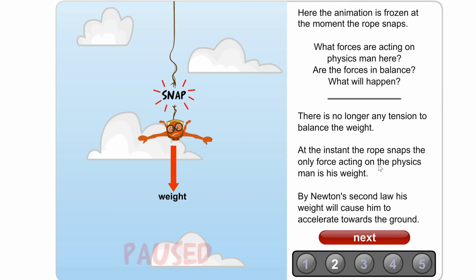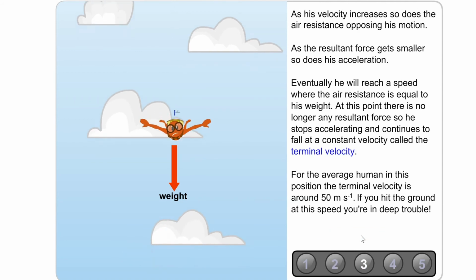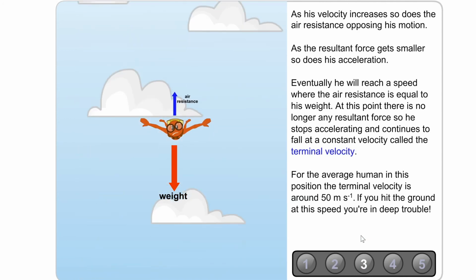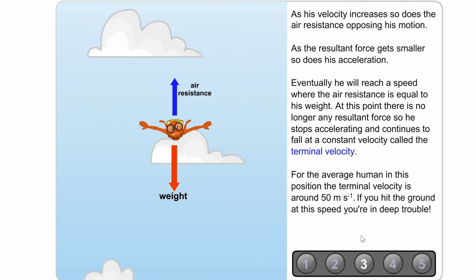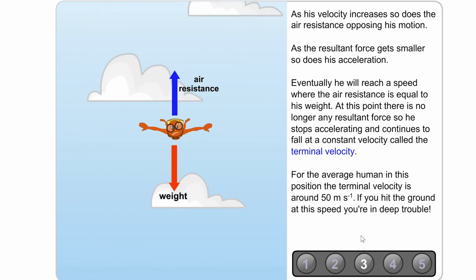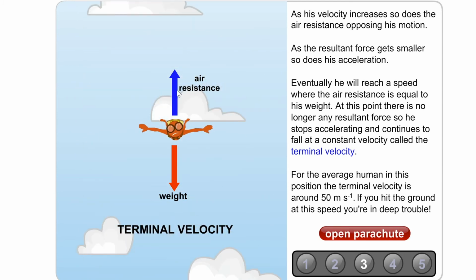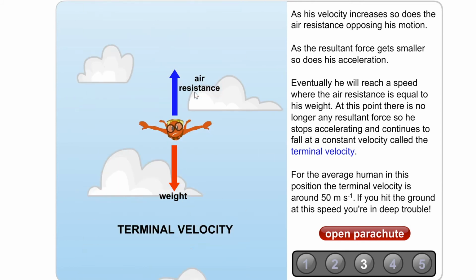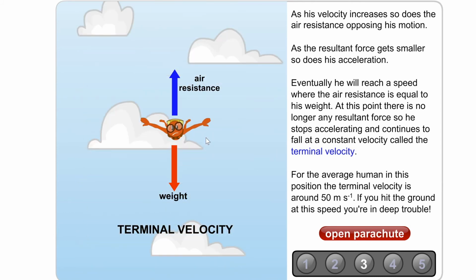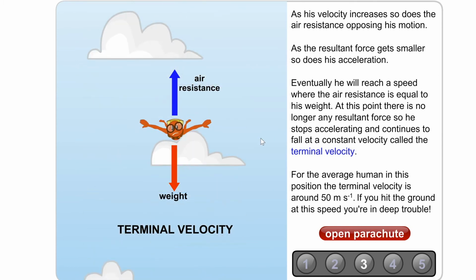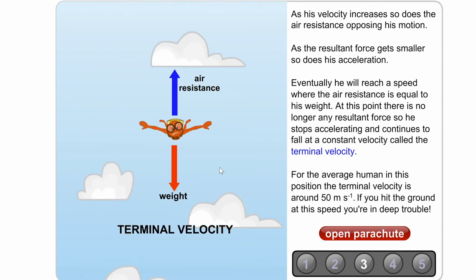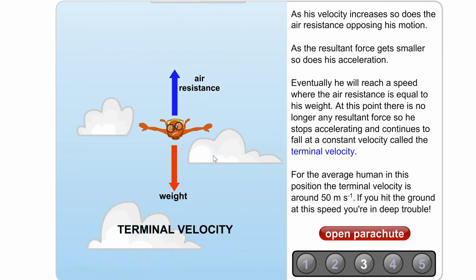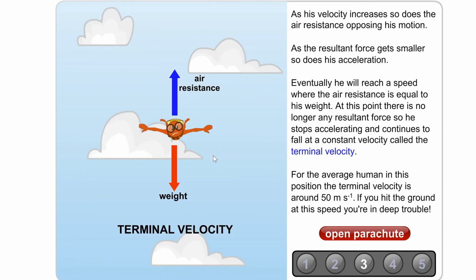As it says here, at the instant the rope snaps, the only force acting is weight. By Newton's second law, weight will cause him to accelerate downwards. So as his velocity increases, so does the air resistance opposing his motion, and you can see that by this blue arrow getting larger. Eventually he will reach a speed where the air resistance, the blue arrow, equals his weight, the red arrow. At this point there is no longer any resultant force, they cancel each other out, of course. The forces are balanced. Now this is called his terminal velocity.